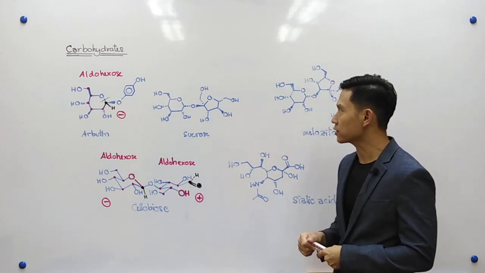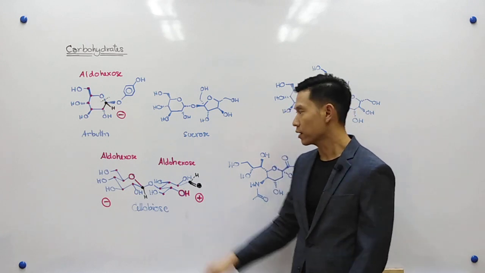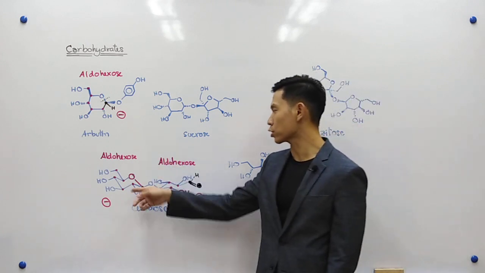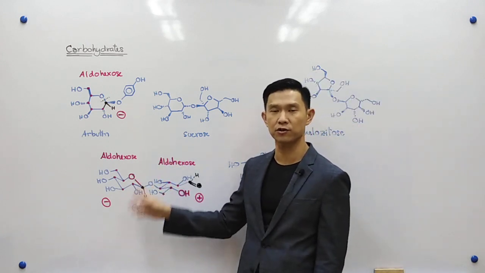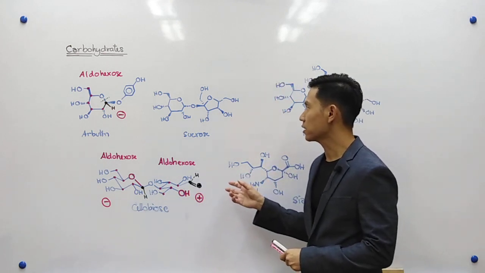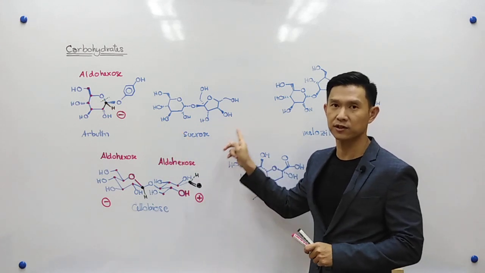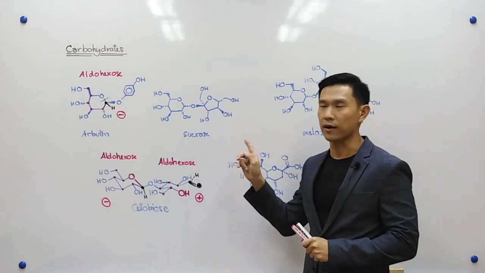Next one is the sucrose. Sucrose is a disaccharide, similar to the cellobiose over here. Cellobiose is composed of two molecules of glucose attached together. But for sucrose, it's composed of glucose on the left-hand side and fructose on the right-hand side. So how can we know that?